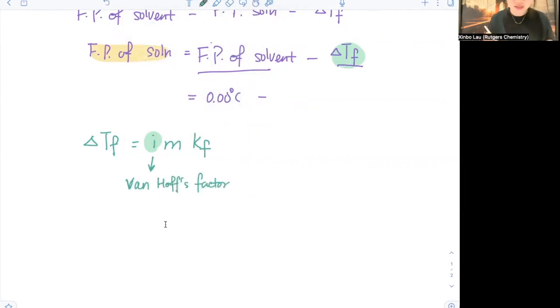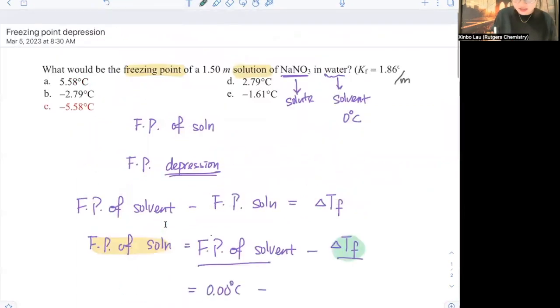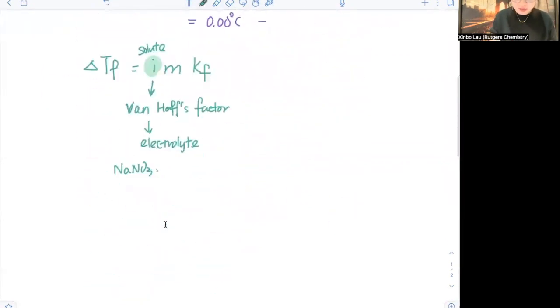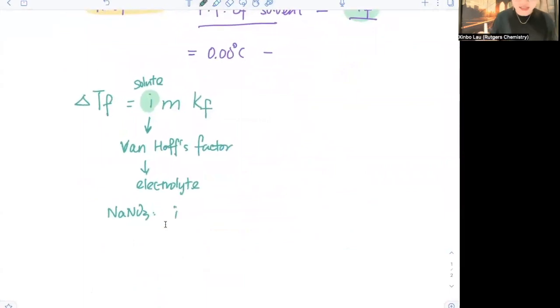This concept relates to electrolytes, and it is about the solute. Which means we need to look into the sodium nitrate from the question as a solute. What is its Van't Hoff's factor i? This relates to what kind of compound it is, and therefore what kind of electrolyte. Sodium nitrate is an ionic compound, and when you dissolve it in water, it 100% dissociates into ions.